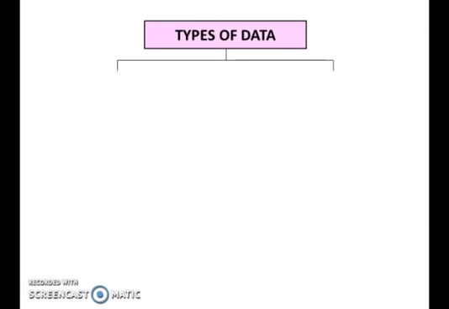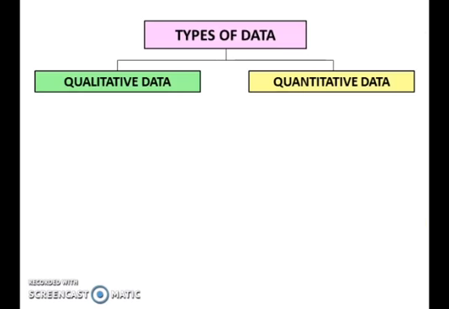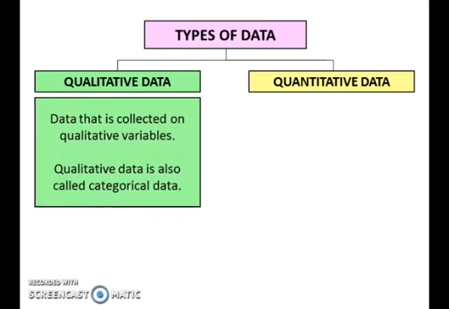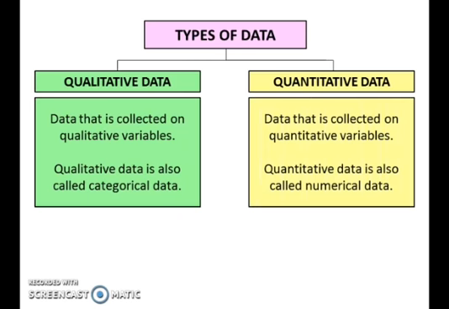Now let's look at types of data. There are two types of data, namely qualitative data and quantitative data. Qualitative data is simply data that is collected on qualitative variables, while quantitative data is simply data that is collected on quantitative variables.